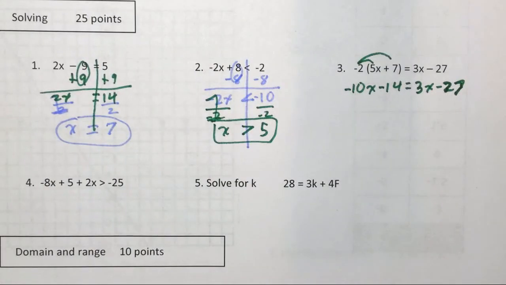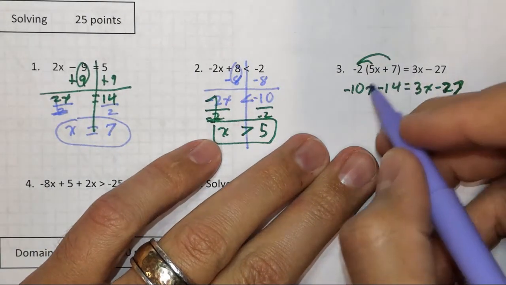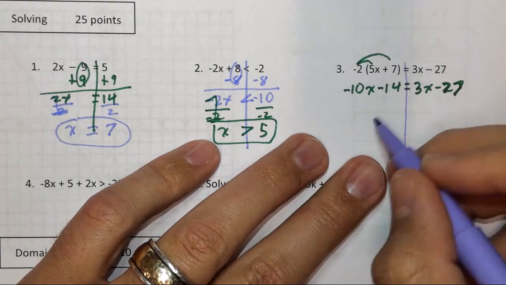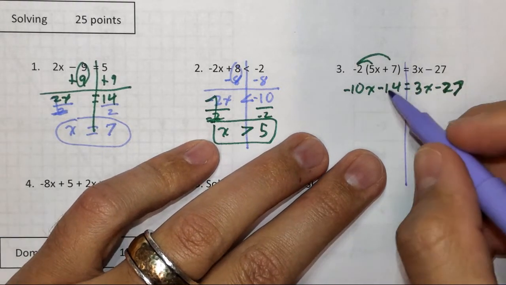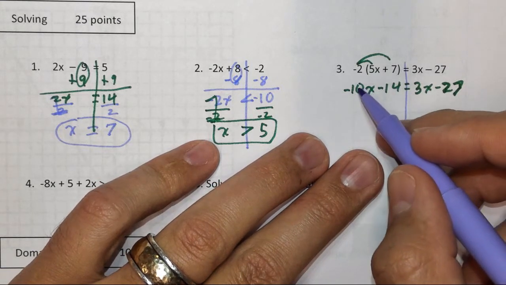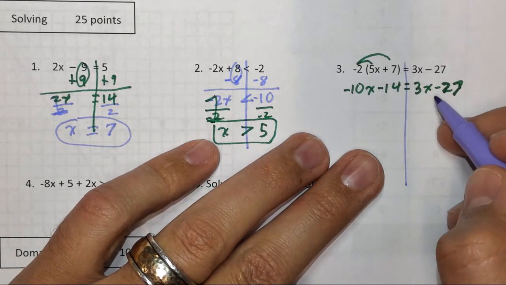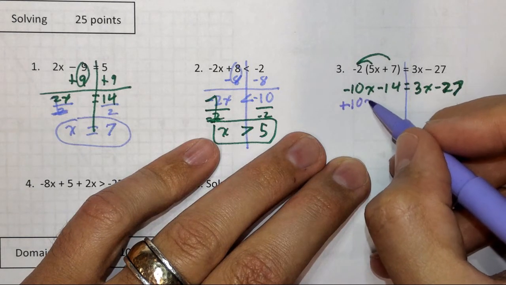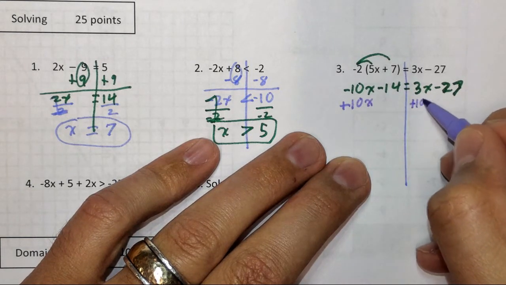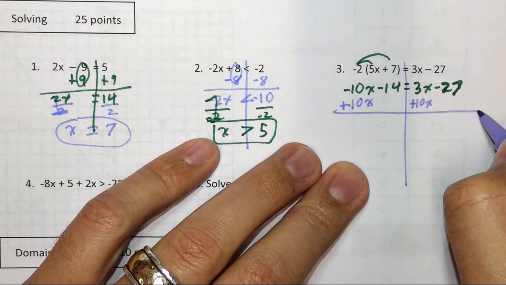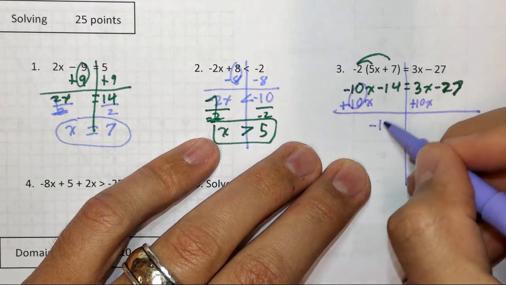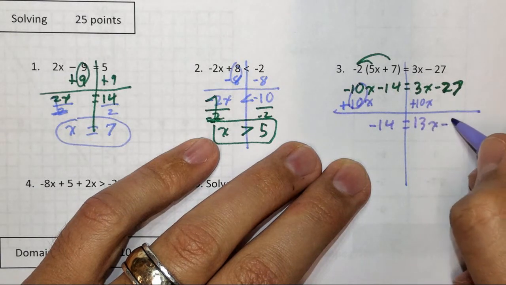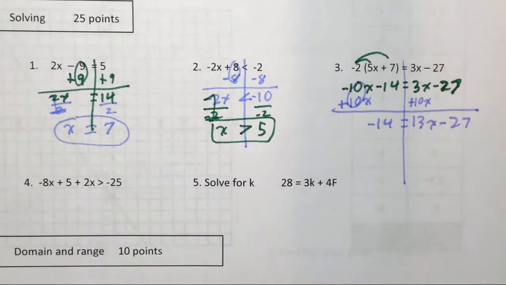Okay, next we have variables on both sides. These are both sides of the equal sign. I always like to find the smaller one. Of course, the negative is smaller than the positive, and we get rid of that one first. To get rid of that negative 10x, we have to add 10x to both sides. Those go to 0 there, so we have negative 14 equals 13x, and the minus 27 just comes down like that.